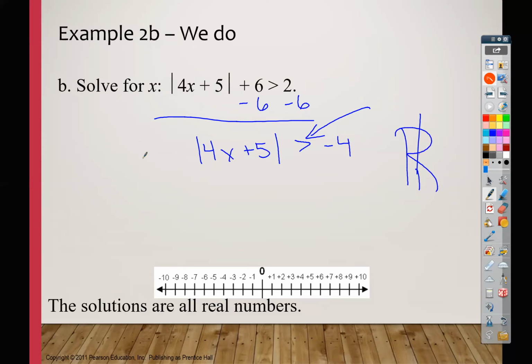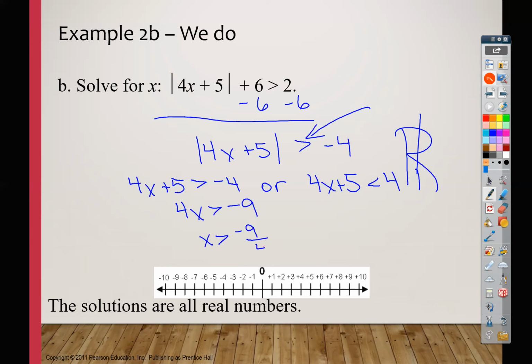Okay, now if you wanted to keep working it out and see, you would go 4x plus 5 is greater than -4, or 4x plus 5 is less than 4. So you would work this out. 4x is greater than -9, x is greater than -9/4, or subtract the 5 and you get -1, so less than -1/4. So what happens when you do this is this would be like -2 1/4. So it would be going this way, and -1/4 would be going this way. So you'd cover up the whole line.